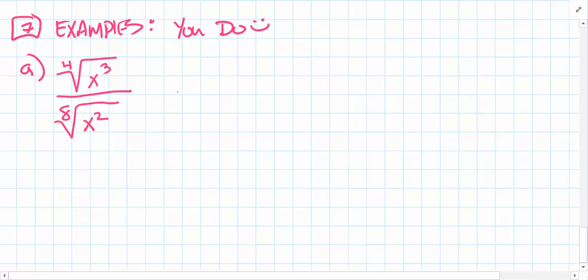Put x to the 3/4 over x to the 2/8. I agree with that. Then what do you do? X to the 6/8 over x to the 2/8 because you want to have them be like. Oh, yeah, but we want to put them in simplest terms, right? So this would be x to the 1/4. Is that okay? You guys go with that part?